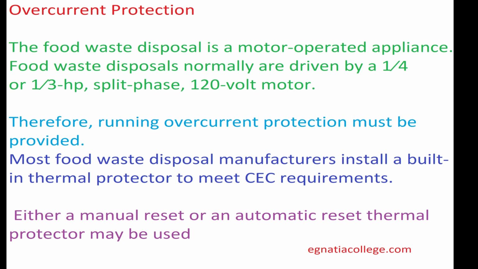Overcurrent protection. The food waste disposal is a motor-operated appliance. Food waste disposals normally are driven by a 1/4 or 1/3 HP, split-phase, 120 volt motor. Therefore, running overcurrent protection must be provided. Most food waste disposal manufacturers install a built-in thermal protector to meet CEC requirements. Either a manual reset or an automatic reset thermal protector may be used.